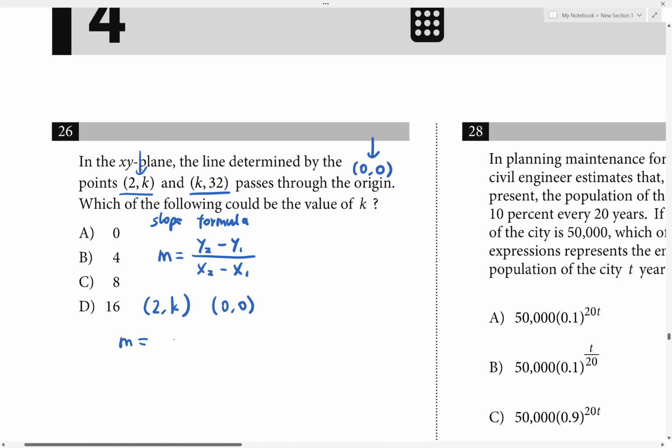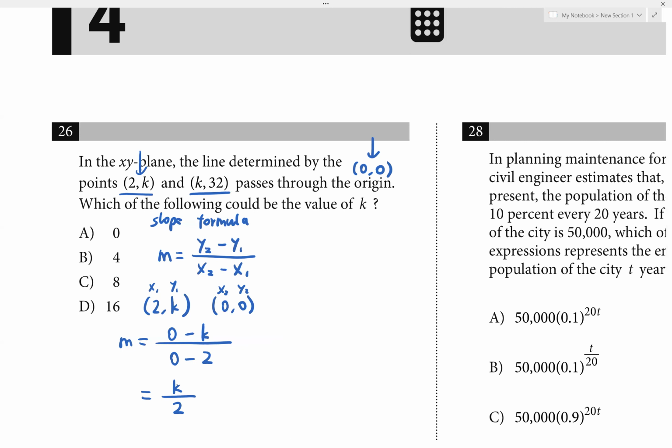We can do y2 minus y1, so it'll be 0 minus k, right? x2 minus x1 will be 0 minus 2. If you want, you can label these x1, y1, x2, y2. We're just plugging in according to the formula. Solving that, we get negative k over negative 2, where the negatives cancel, so it's just k over 2.